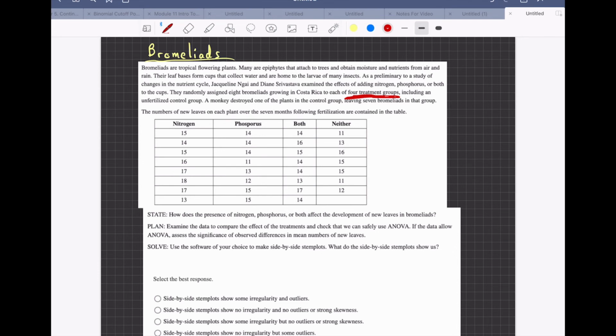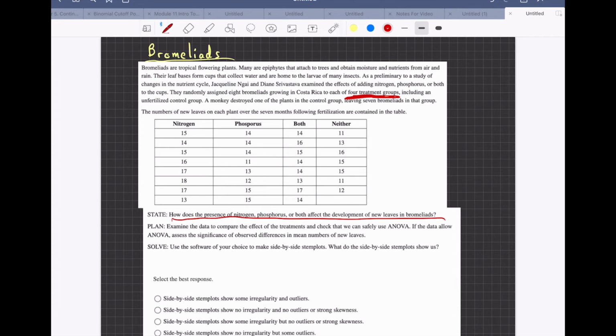State how the presence of nitrogen, phosphorus, or both affects the development of new leaves in bromeliads. So we are assuming that the means are the same. Examine the data to compare the effect of the treatments and check that we can safely use ANOVA.